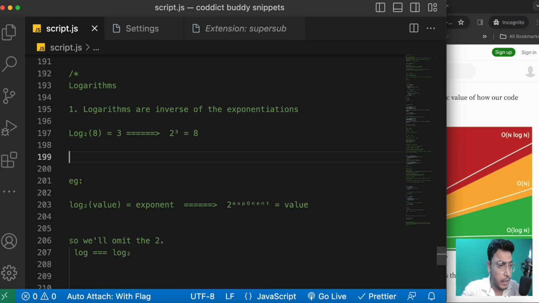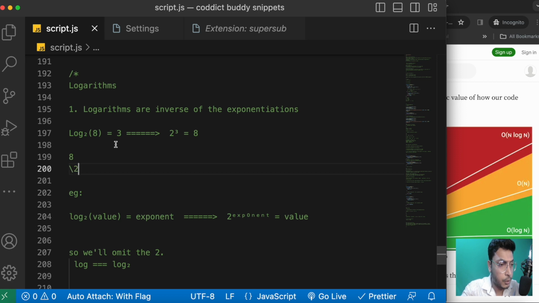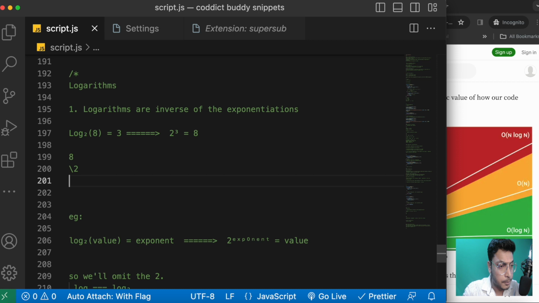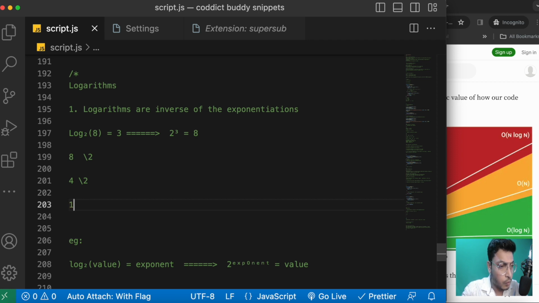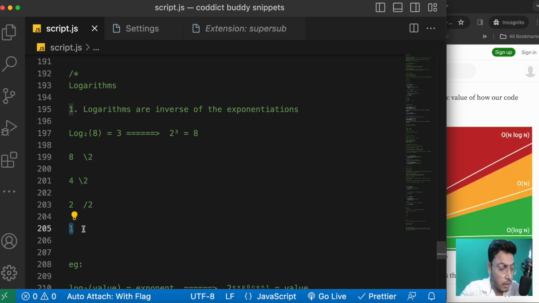Okay, so if we divide 8 by 2, then it will give us 4, right? And then again, if we divide 4 by 2, then it will give us 2. And if we divide 2 by 2, then it will give us 1, right? So now we are getting a value which is smaller than or equal to 1. Right, now we are getting a value which is 1. So that means we have to count these 2's: 1, 2 and 3. So what will be the log? The answer will be this one, right?